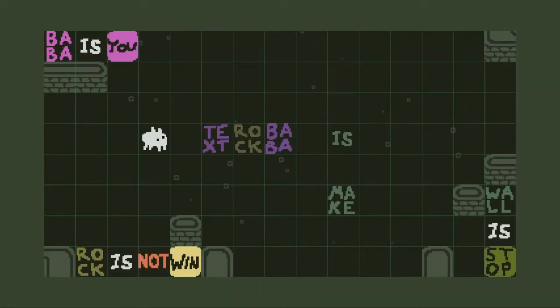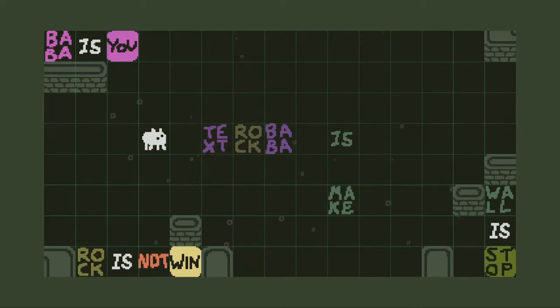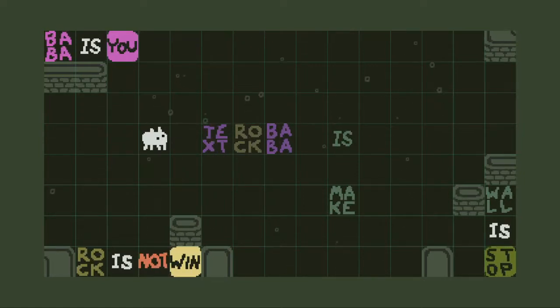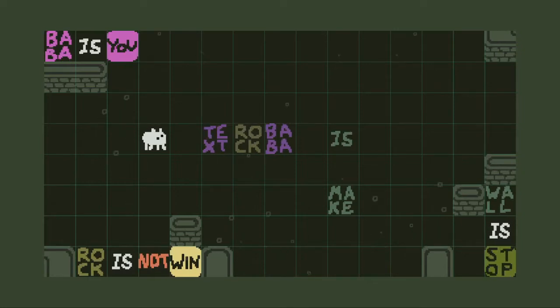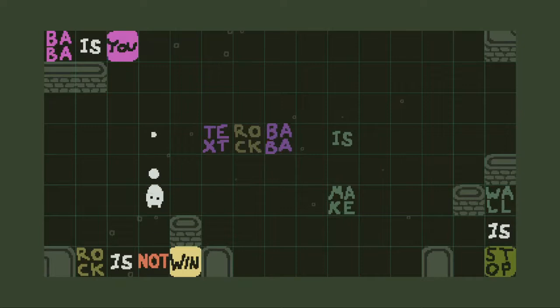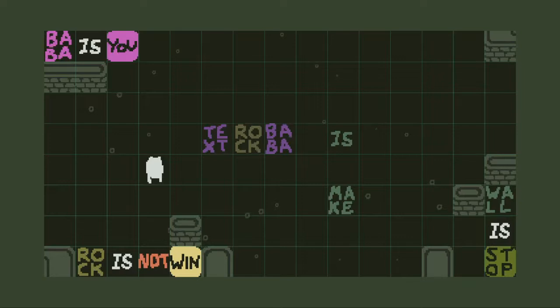Baba is you. Text rock Baba is make. Wall is stop. Rock is not win. Wall is stop. And my win is in a tough spot. So it seems like I need to break these walls or something. There's a lot of text that I kind of almost have access to. Like I can touch Baba is you and I can touch Rock is not win, but it's up against a wall. I have make.